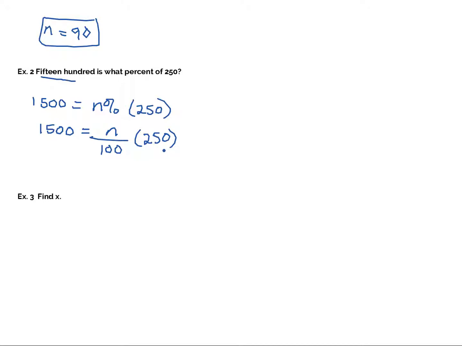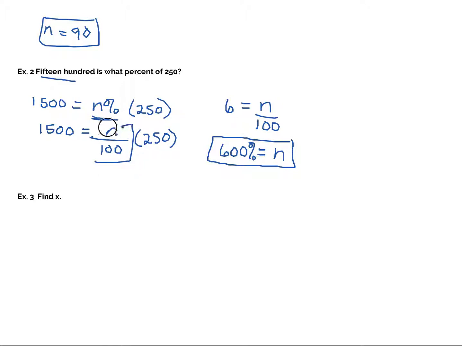So we're going to divide both sides by 250. If I divide 1500 by 250, we're going to get 6 equals n over 100. Cross multiply, or multiply both sides by 100. So we're going to get 600 equals n. So it's actually 600%, so I'm going to write percent. A lot of times I don't do this part right here. I just divide, I get the 6, and since I'm looking for percent, I move it over 2 places.